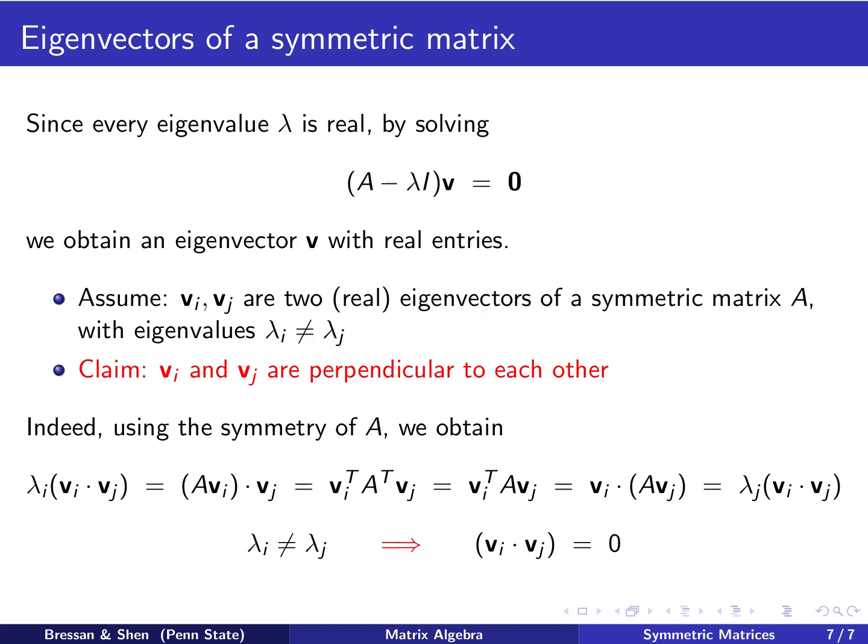So we have proved this very nice property about symmetric matrices and the eigenvectors that correspond to two distinct eigenvalues, that they are perpendicular to each other. I do want to emphasize the assumption that this is true where lambda i and lambda j are different.